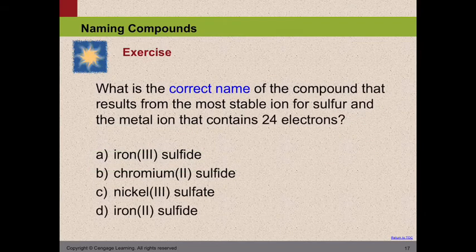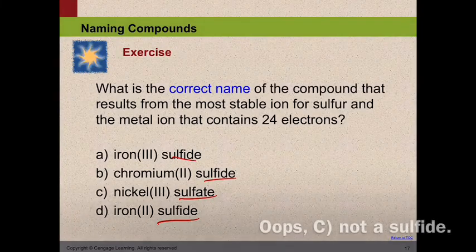And last but not least, I want you to name this one. Now, this is a little tricky one here. We have the ion of sulfur, so we know it's going to be a sulfide. We can already see that in all the answers. And a metal that contains 24 electrons. Once again, this one may take you a few minutes to think about, but I want you to check all these and see which one of these has 24 electrons. Pause the video. When you think you have it, start it back up again.